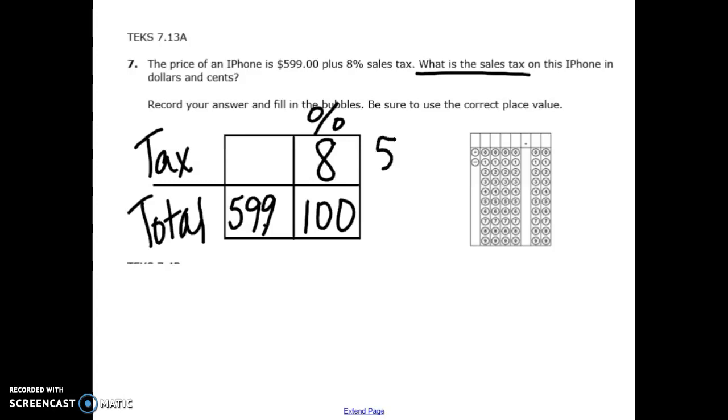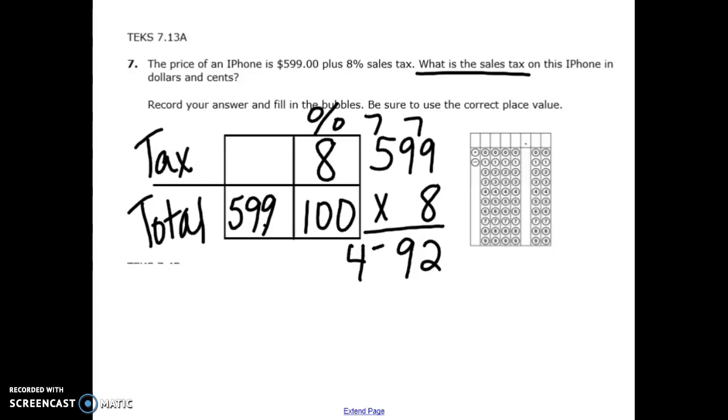So we have to do 599 times 8, and 8 times 9 is 72. 72 plus 7 is 79. 8 times 5 is 40, plus 7 is 47. Well, when you divide it out, we don't divide by 100, but when you divide by 100, all you do is move the decimal 2 spots to the left. So our answer is 47.92. So be sure that you're putting the decimal in the correct spot.